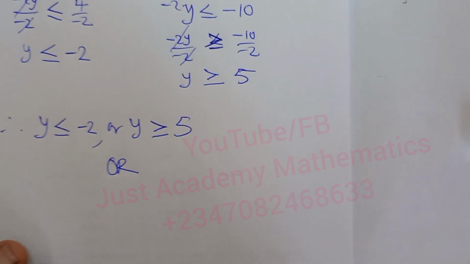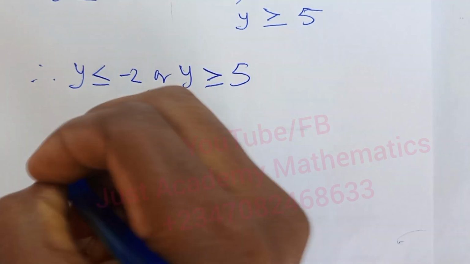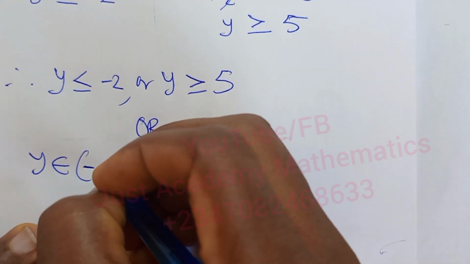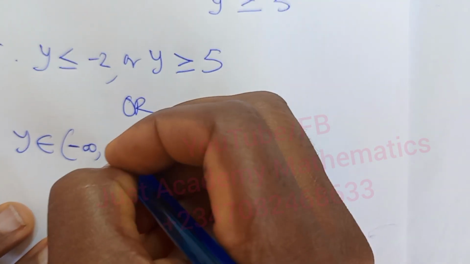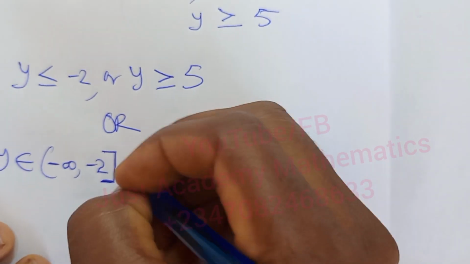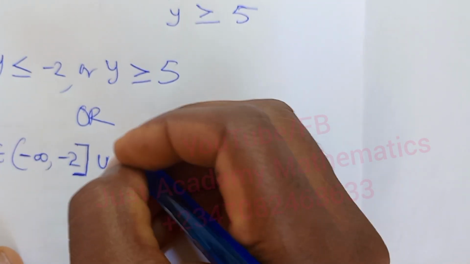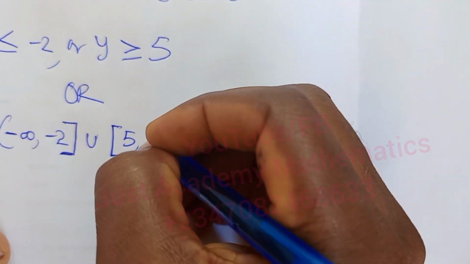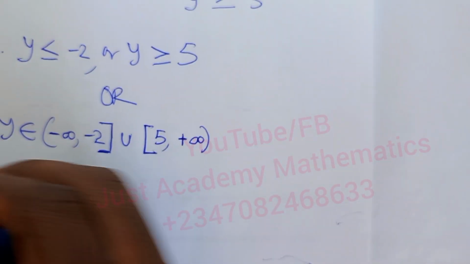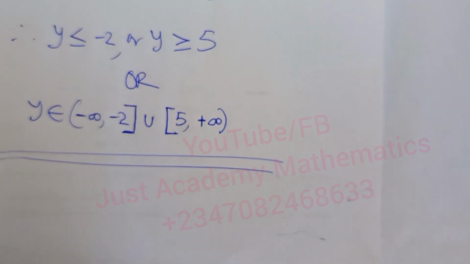Another way of presenting the answer is to say that y is a member of from negative infinity to minus 2 inclusive, then union from 5 inclusive to positive infinity. This is another way of presenting this same answer. Whether this or this, it is very correct.